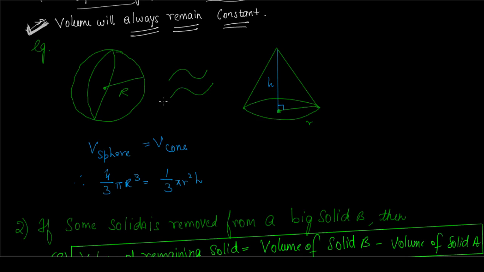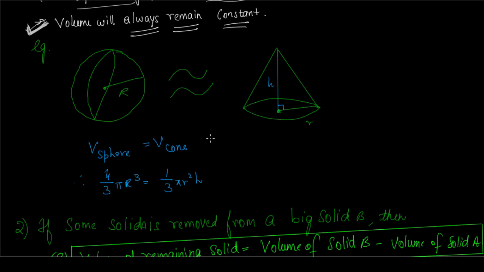If I have a sphere of radius capital R and I'm recasting it, usually this is the symbol for recasting, into a cone of height h and radius r, small r, then the volume of the sphere will be equal to the volume of the cone because you're melting it and recasting it. So 4 by 3 pi R cube becomes 1 by 3 pi r square h. Then you can solve it accordingly. Usually you'll be given capital R and you'll be given one of these, and then you have to find the other, right? And this is just one case.